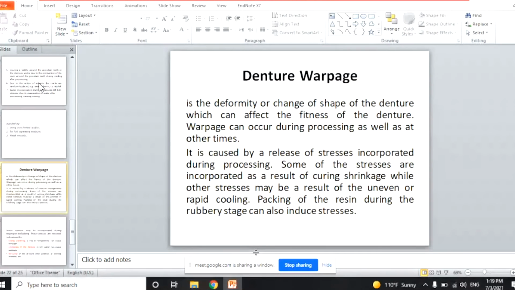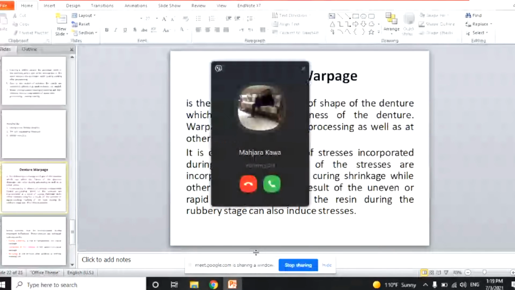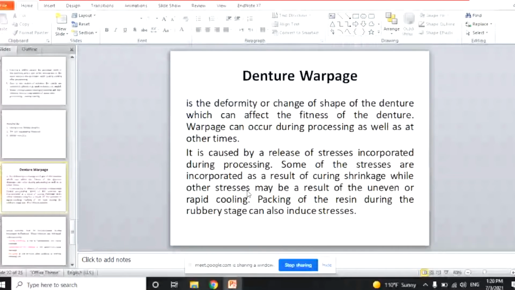What's the warpage of the denture? It can cause a change in the shape of the denture, so the denture does not fit the oral tissue. Usually it occurs during processing by release of the stress incorporated during the processing. Some of the stresses are incorporated as the result of curing shrinkage, while other stresses are the result of uneven or rapid cooling.